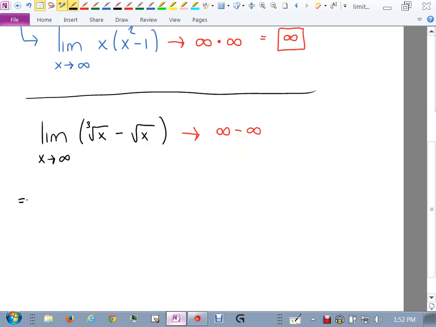Well, let me show you how you can do it. This can be a little tricky. The cube root of x is the same as x to the 1/3. The square root of x is the same as x to the 1/2. You buy that? That's what that means? Cube root of x. These are what we call rational exponents.